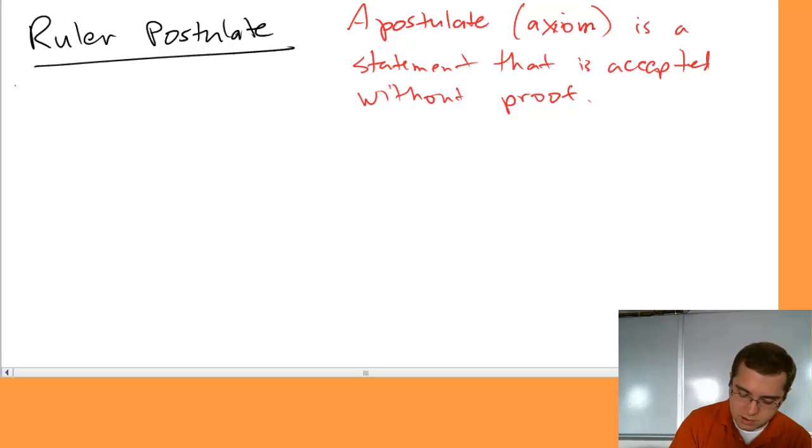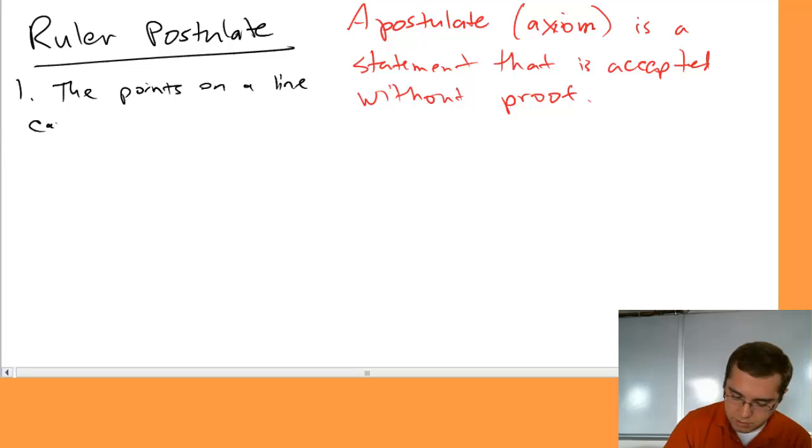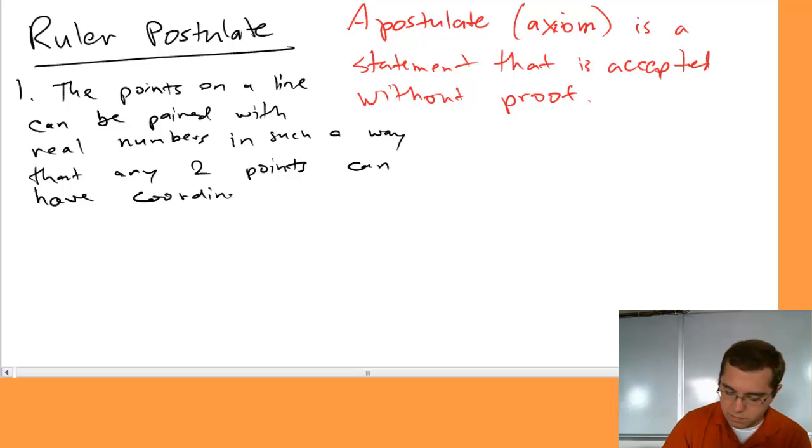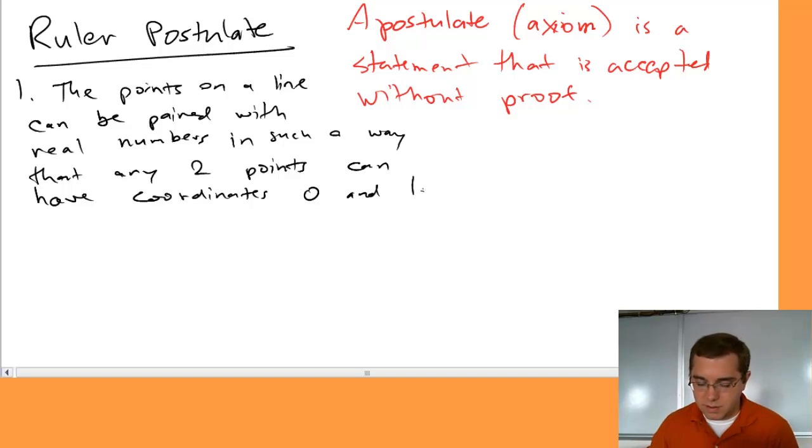So the ruler postulate is our first such postulate, a statement that we are assuming to be true, and it makes sense. It has two pieces. First, the points on a line can be paired with real numbers in such a way that any 2 points can have coordinates 0 and 1. When I drew my number line earlier, I picked a point to be 0. I could have picked any point to be 0. That's what the ruler postulate is saying. And it's saying I could pick any point to be 1. Once I do that, I define a unit length, and that then defines everything else about that line.